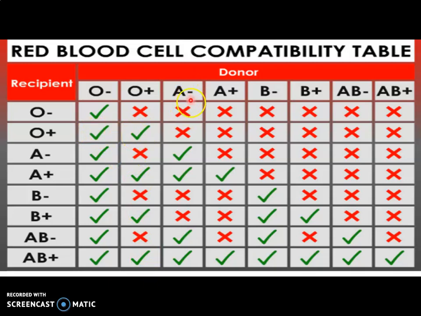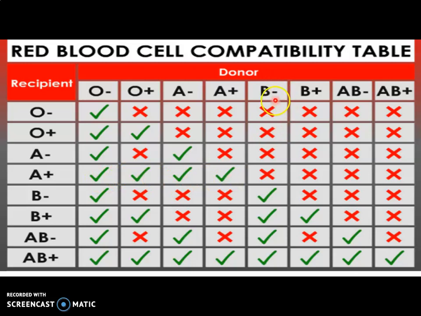A negative can give blood to A negative, A positive, AB negative, and AB positive. But it can only receive blood from where? O negative and A negative. Look at A positive. A positive can only give blood to A positive and AB positive. It can only donate to these two alone, but it can receive blood from O negative, O positive, A negative, and A positive.